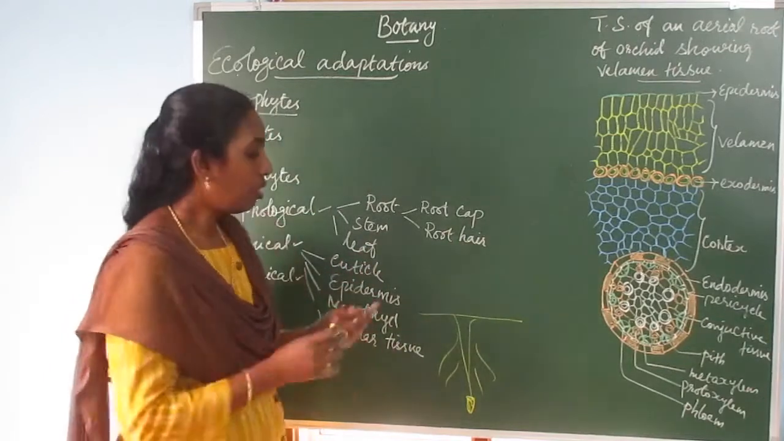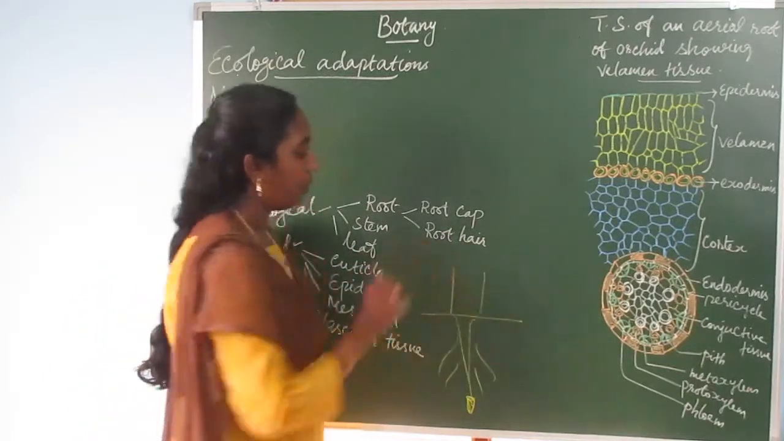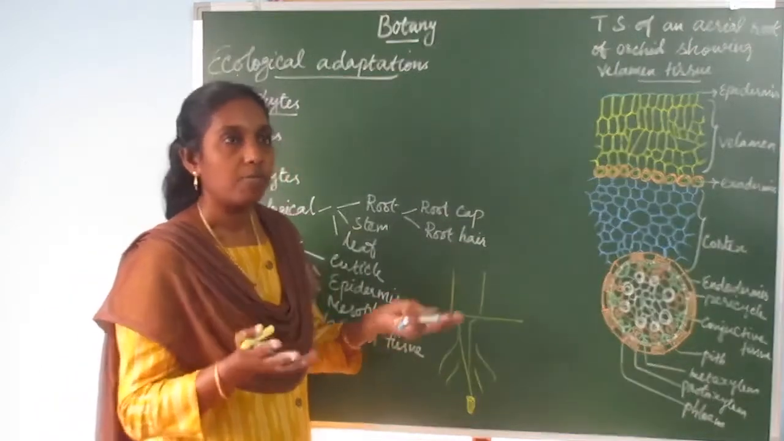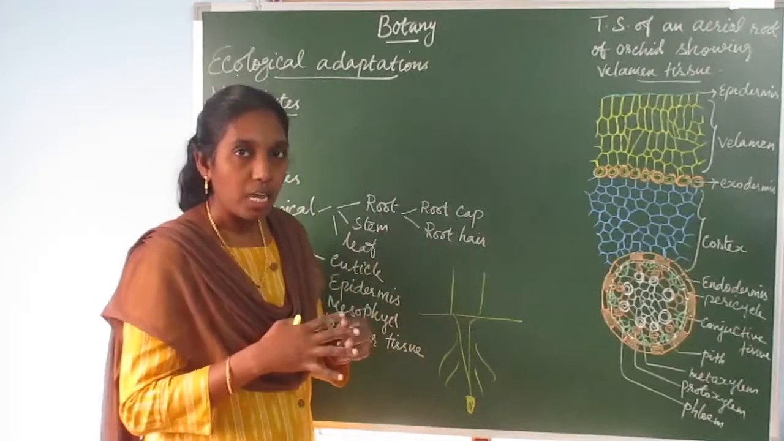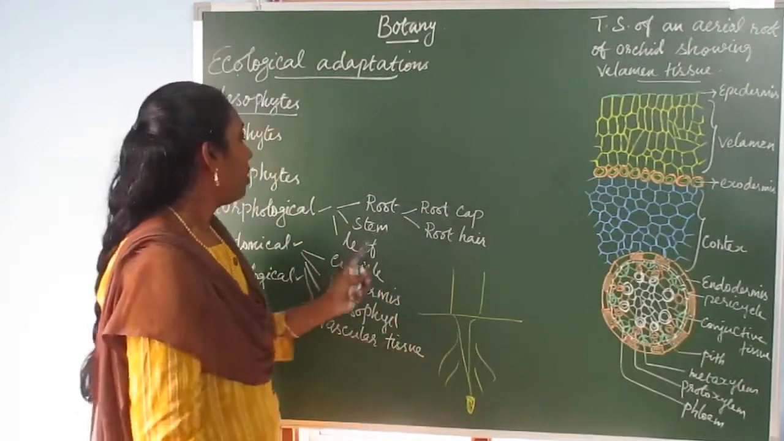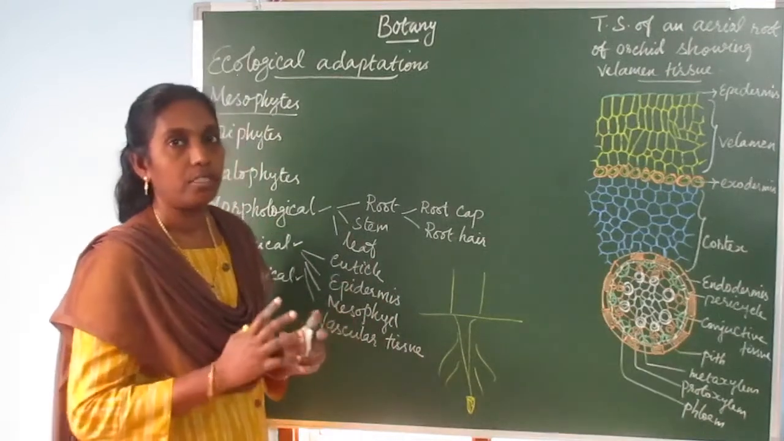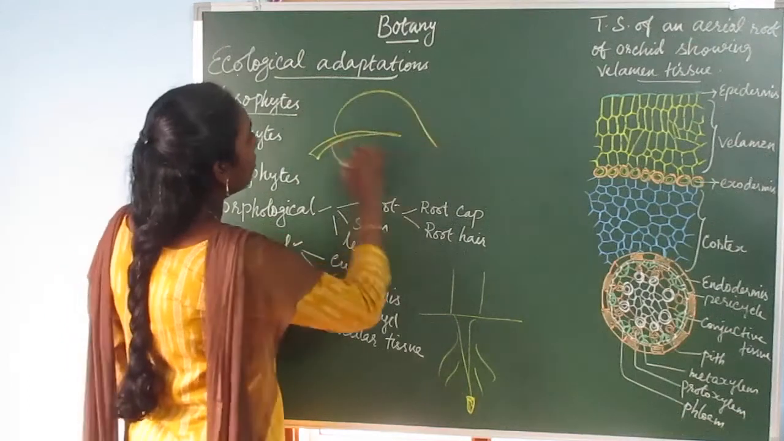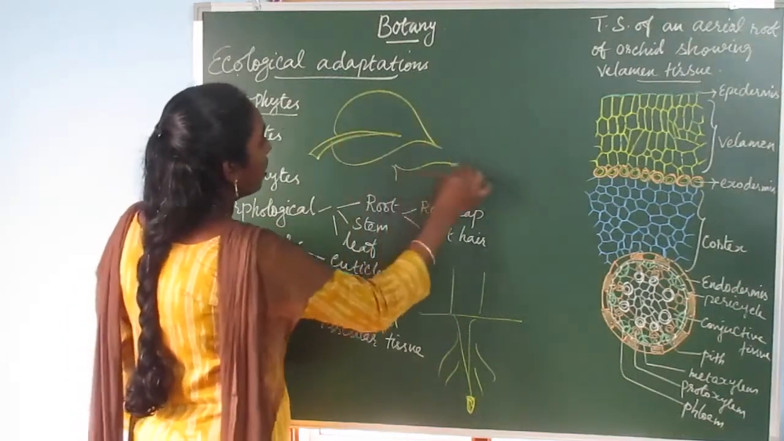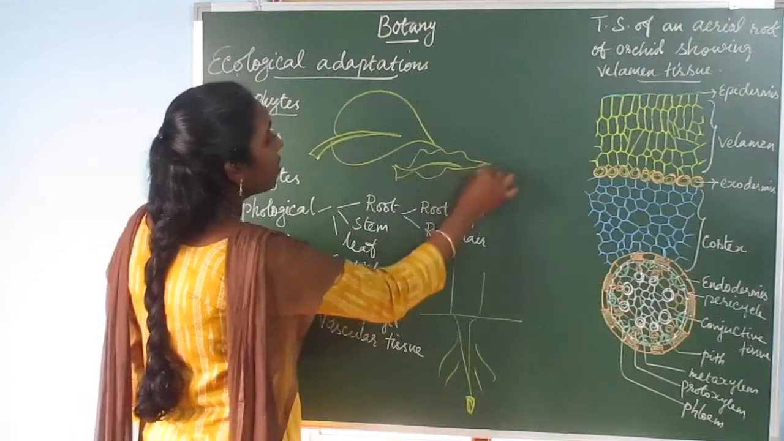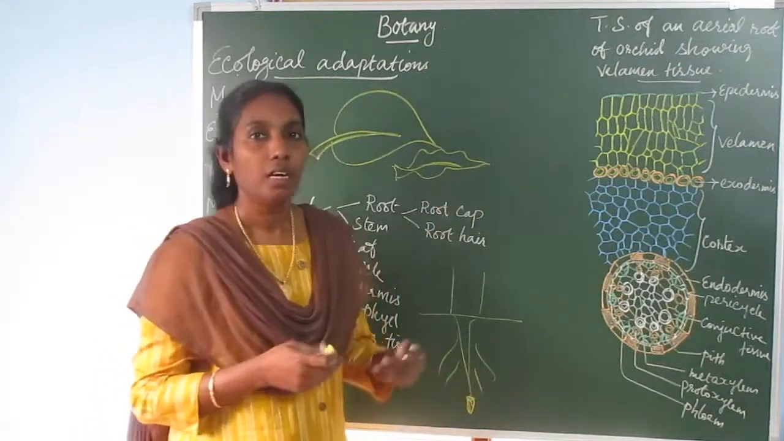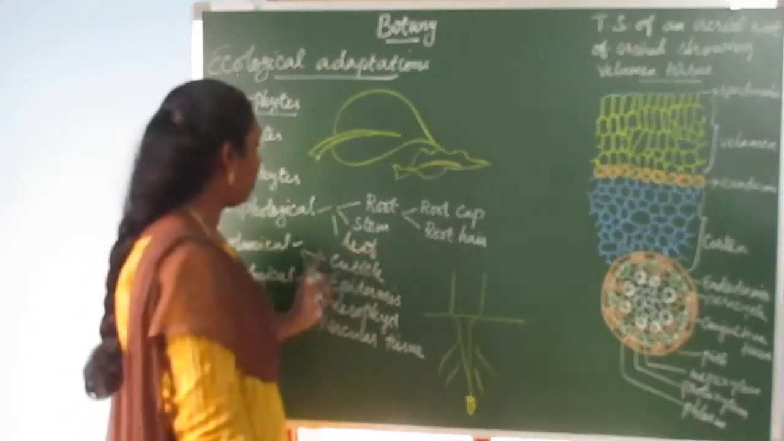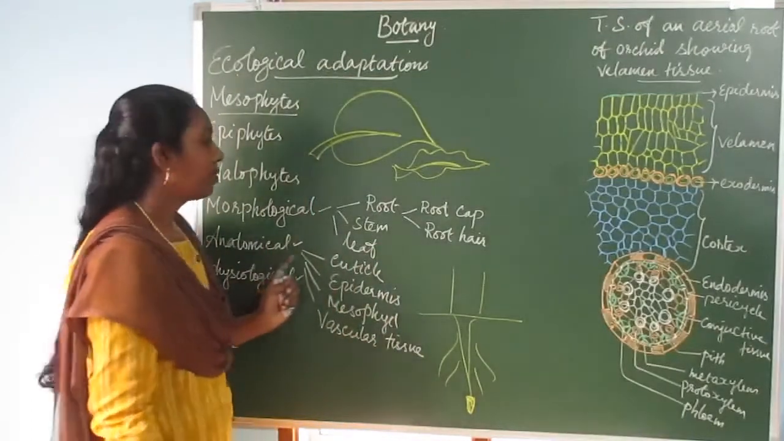Then stem, you know that the stem is the aerial part of the plant. The stem is highly branched. Then what about the leaf? There are different shapes of leaf in the mesophytic plants. This is one shape and this is another shape. So various shapes, broad and long leaves are present in mesophytes.